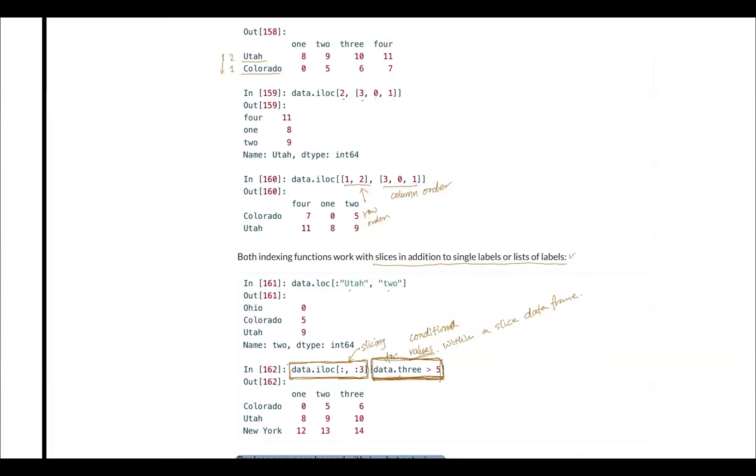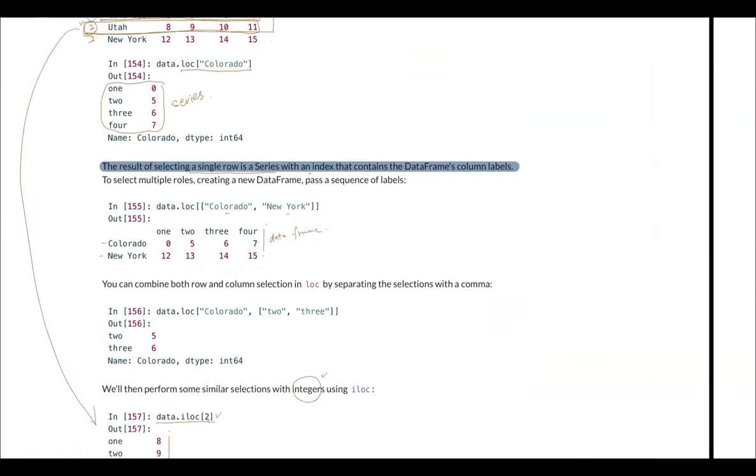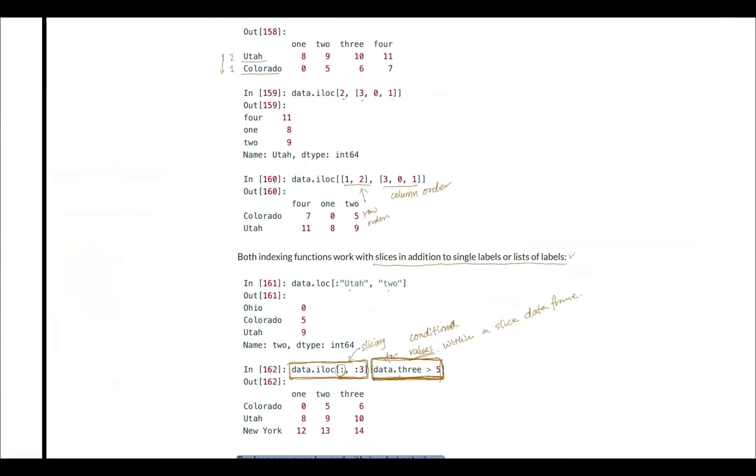Okay, let's see how it works. It's looking at three. We'll see Ohio, Colorado, Utah, and New York, and then 1, 2, 3, 4. This one is the original data, right? Okay, so what this one means is everything, all the rows, so all rows are going to be selected. And then this one is 0, 1, 2, 3, so only these three are going to be selected.